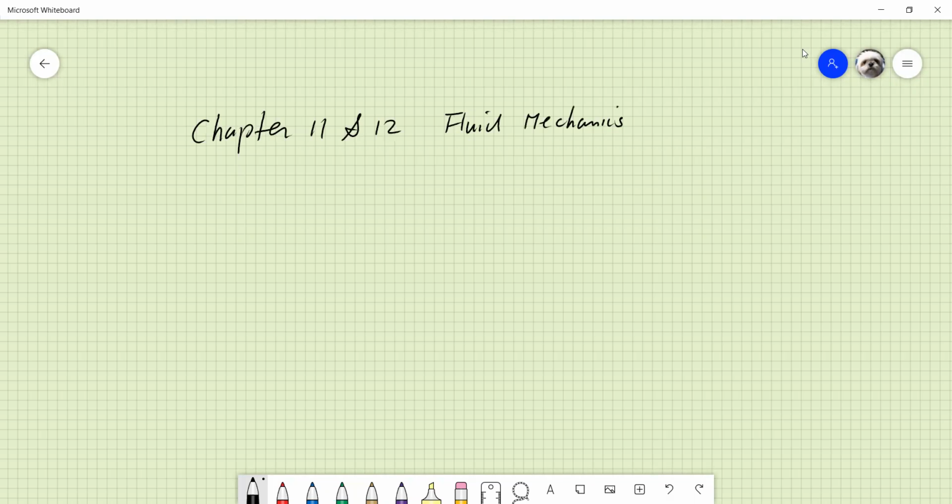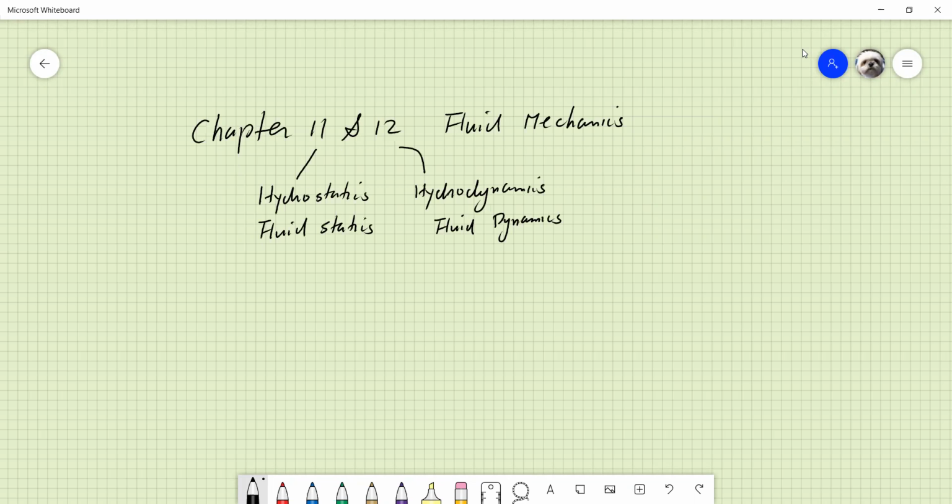Now, fluid mechanics, chapter 11, we are talking about hydrostatics. That means the fluids are not in motion, or we call it fluid statics. In chapter 12, we're going to talk about hydrodynamics, or the fluid in motion, right? So fluid dynamics. Just a different name for talking about the same thing.